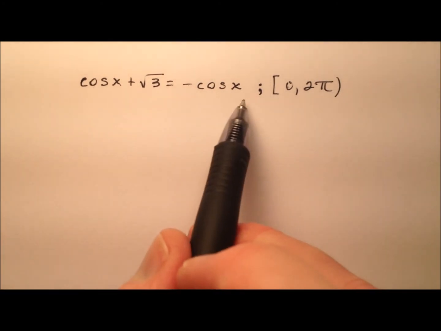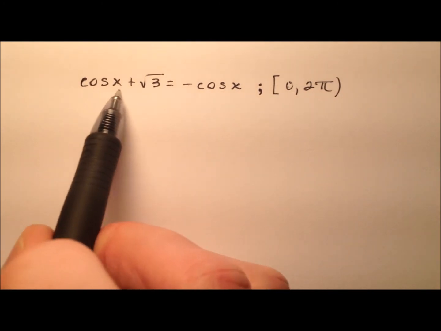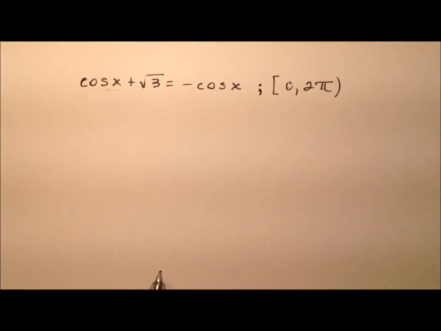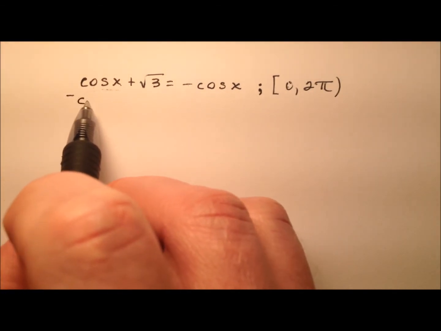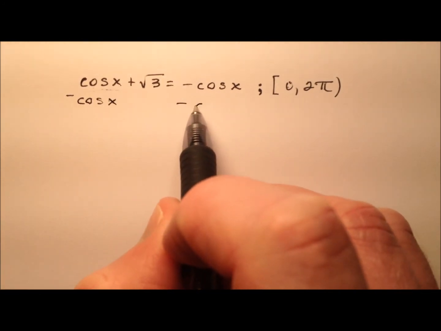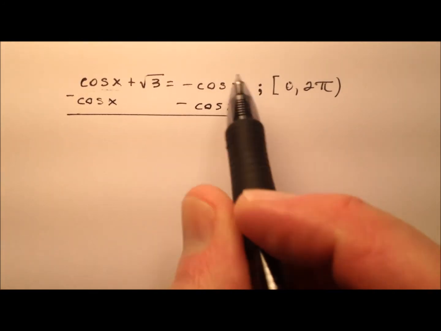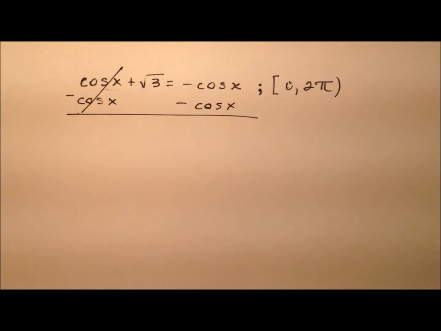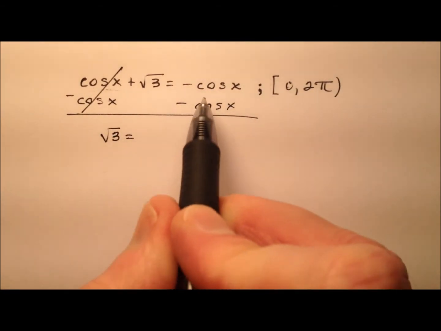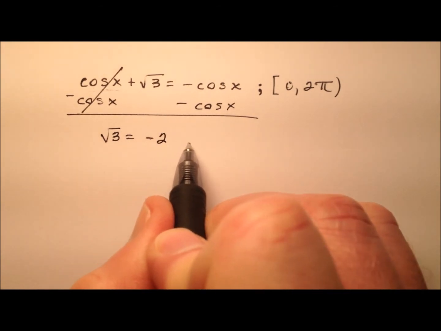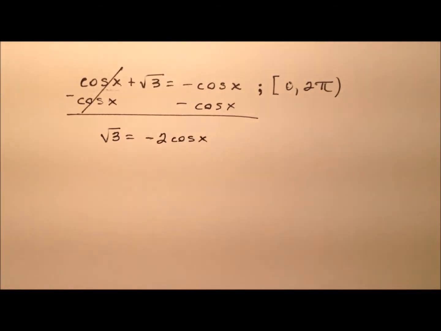Okay, so looking specifically at this equation here, we have a cosine x here and a cosine x here. So in order to solve for cosine x, we kind of need to isolate them on one side. So let's go ahead and subtract cosine x from both sides of the equation. Over here on the left, those cosines will cancel, and I'll have just the square root of 3. And on the right side, I'll have negative 2 cosine of x.